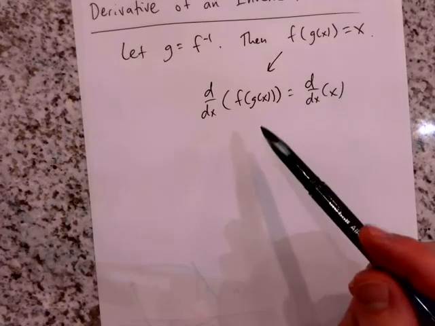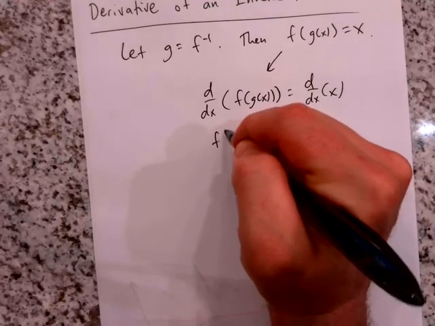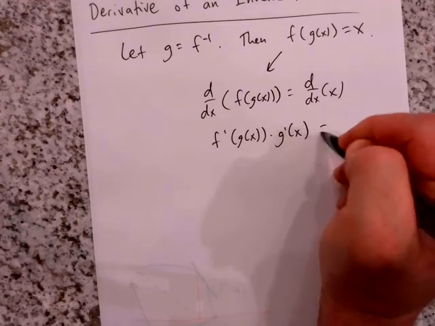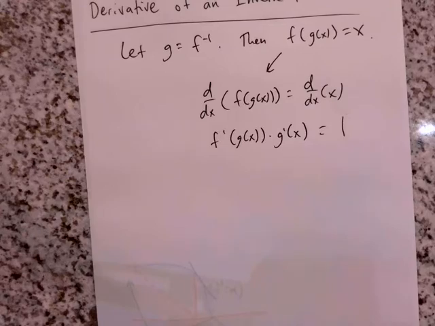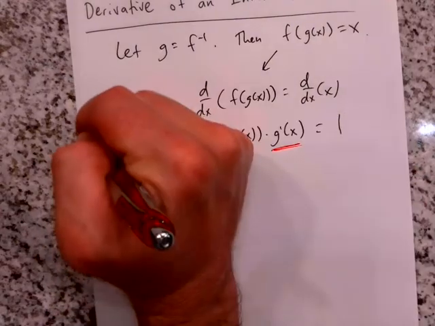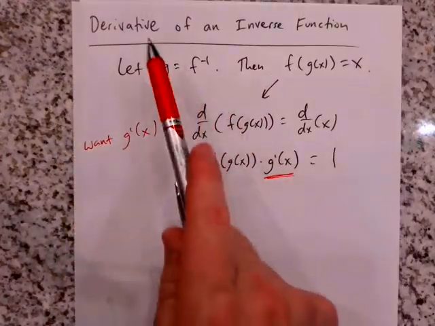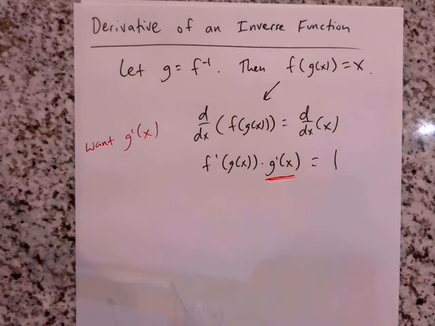Now, the left side is the chain rule. So the derivative of f of g of x is f prime g of x times g prime. And x just differentiates to 1, right? Because the slope of the line y equals x is 1. Now what we want is g prime, because our goal here is to find the derivative of an inverse function, and g is our inverse function. So all we do to solve for g prime is just divide by the f prime g of x.